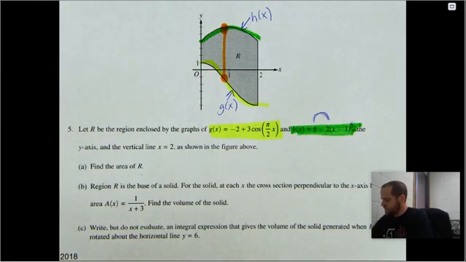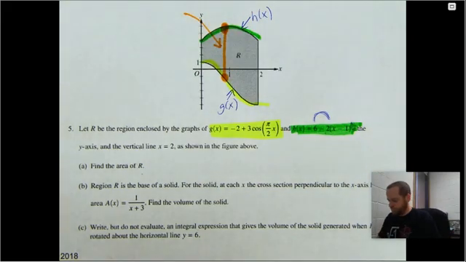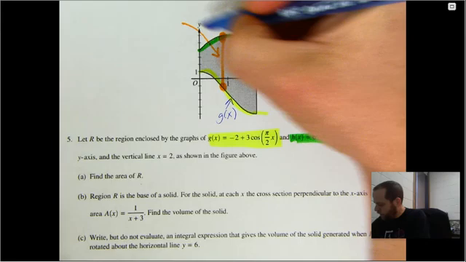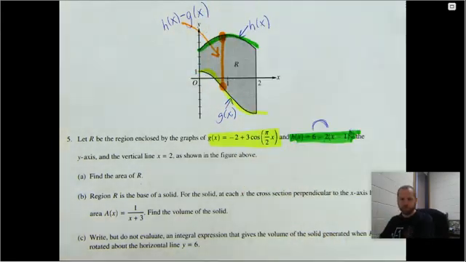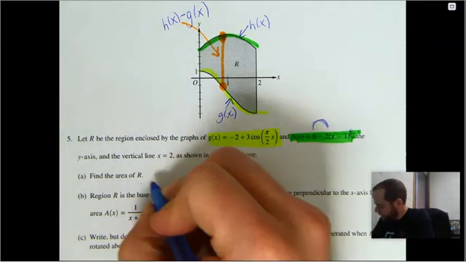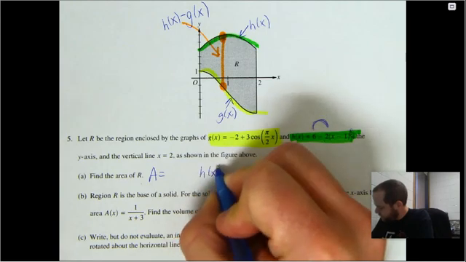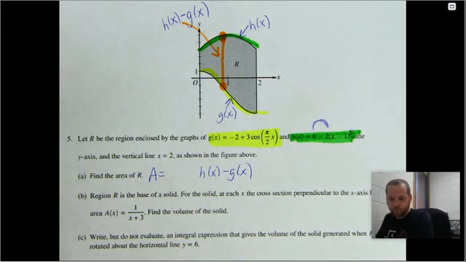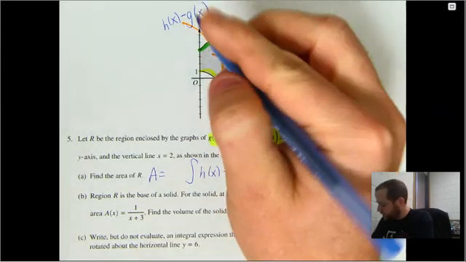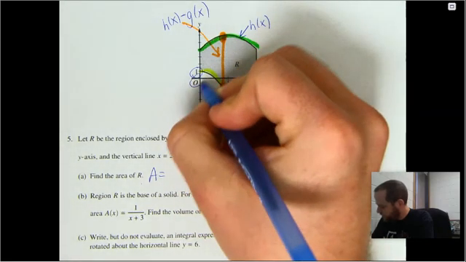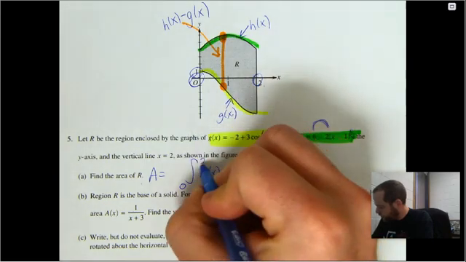My question is, what is the length of that line? Well, it's going to be the top y value minus the bottom y value. So to find the area, we're going to take H minus G. We're going to add those up from the smallest x value, which is actually at 0, to the biggest x value, which looks to be at 2.